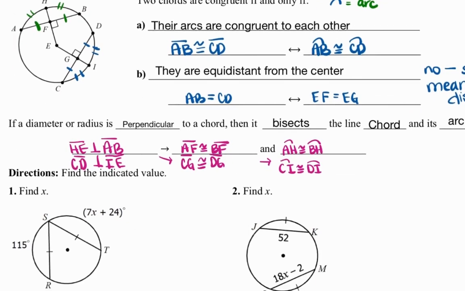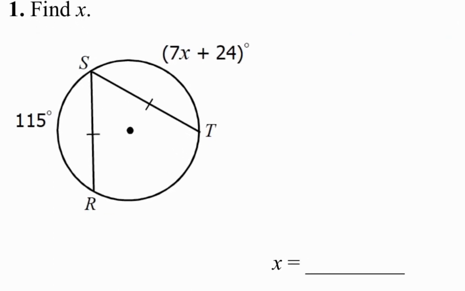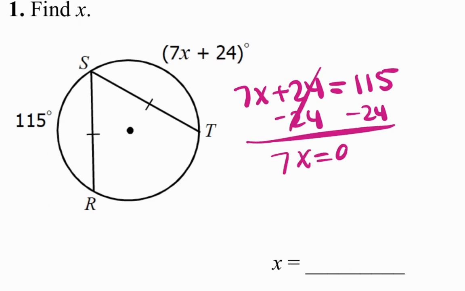So number 1, we want to find x. If we know two chords are congruent, we know the two arcs are congruent. So 7x plus 24 is equal to 115. Then just solve like normal. 115 minus 24 on both sides. So we get 7x equals 91. Divide by 7. We get x equals 13.